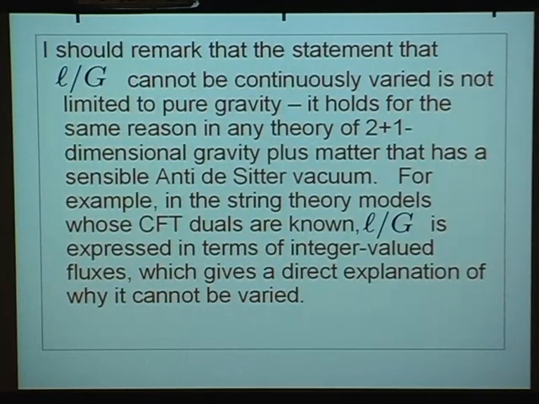Now, I should remark that the statement that L over G can't be continuously varied didn't depend on having pure gravity. It's also true in other AdS models with matter. And another example is that in the familiar AdS models, the string theory models whose duals we know, L over G is expressed in terms of integer-valued fluxes, and that gives a direct explanation of why it cannot be varied. But the c-theorem says that more generally, L over G can never be varied.